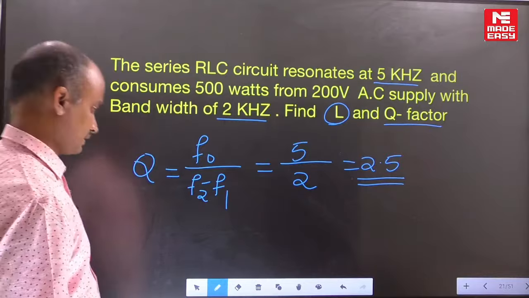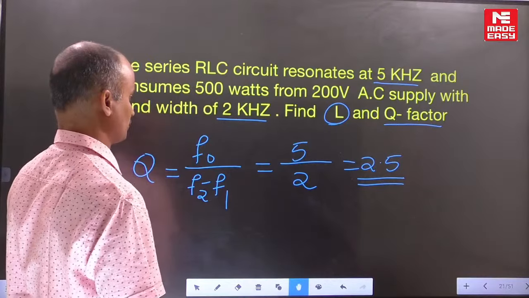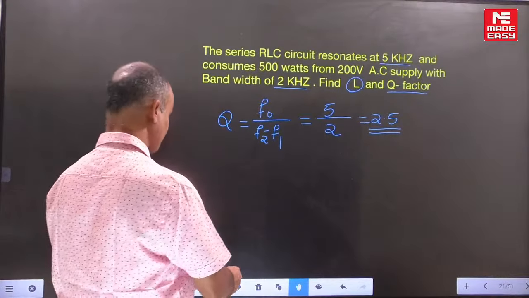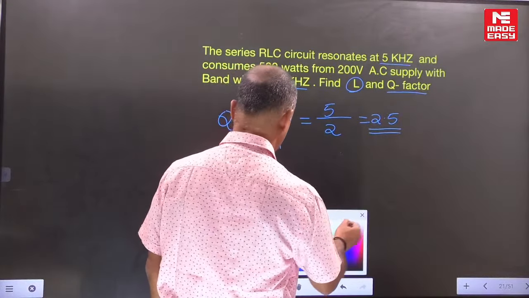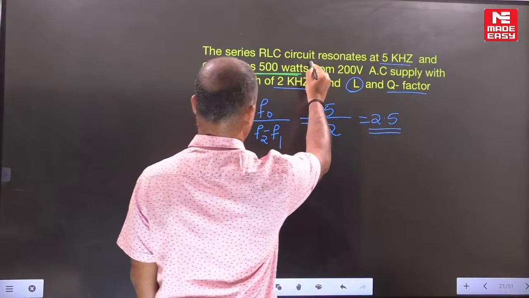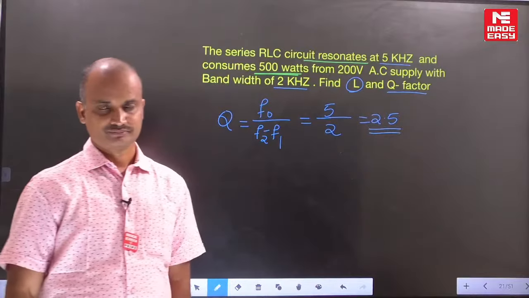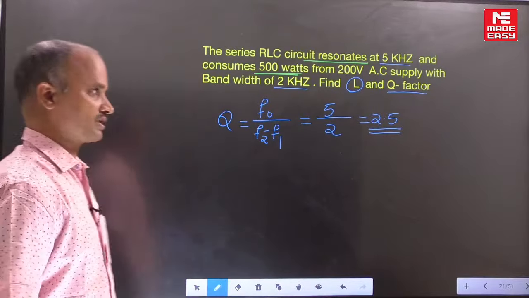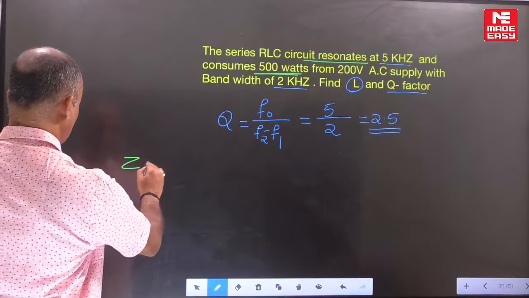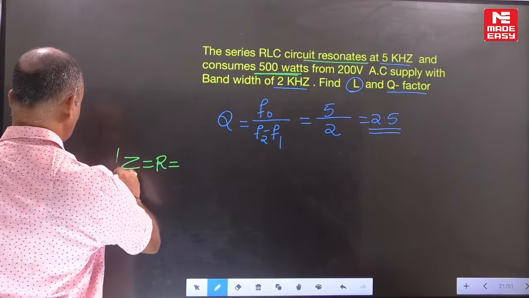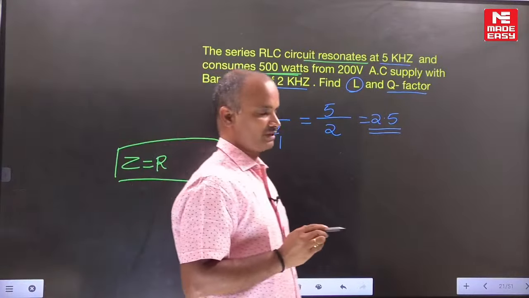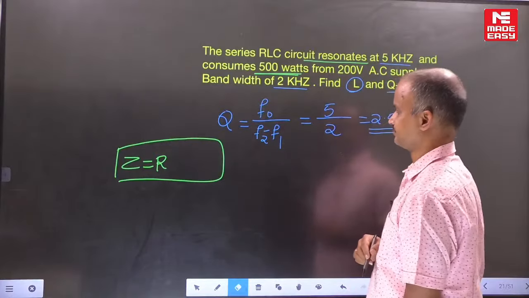What is the one more requirement? Inductance. Let us see how we can conclude the inductance. In the data itself, the power dissipation is given: 500 watts, at the resonance condition. Under the resonance condition, Z is equal to only R, and the imaginary part of the impedance is equal to 0.